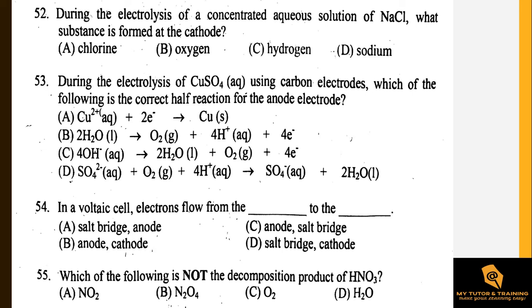discharge. ስለዚህ ከሶዲየም እና ከሃይድሮጅን በትንሽ ኤነርጂ ኤሌክትሮን ሊያገኝ የሚችለው ማን ነው? hydrogen ነው. So hydrogen will be discharged in preference to sodium and the substance that is formed by this process is hydrogen. So the correct answer for question number 52 is what? C, hydrogen is formed.